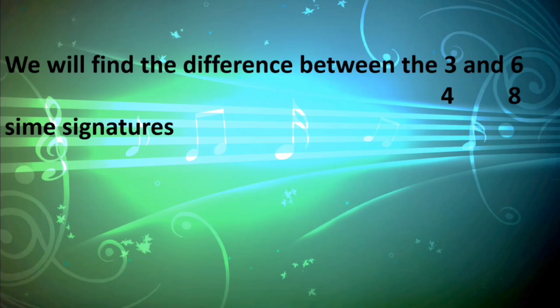Now, this time, let us find the difference between the 3/4 and 6/8 time signatures. This is somewhat confusing because the content of the beats in each measure is the same. Now, in the next examples, we will look at why it is 3/4 and how it becomes a 6/8 time signature.